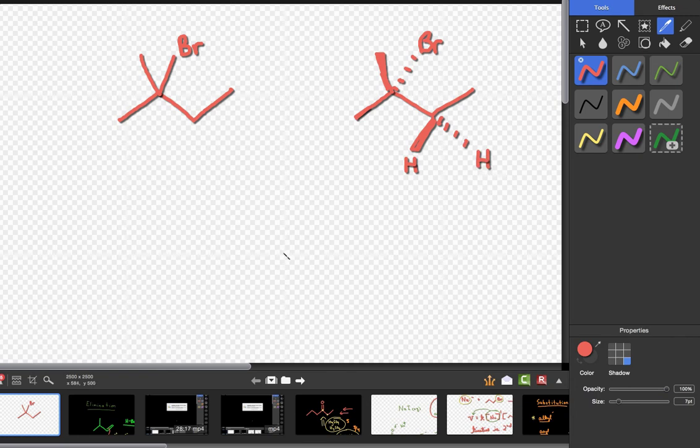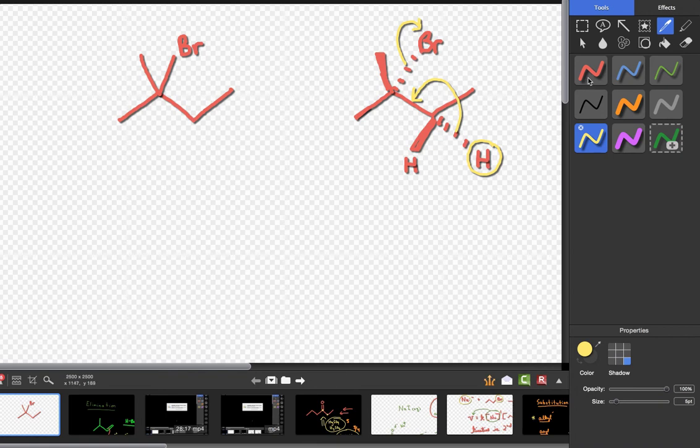In the E2 mechanism, we are going to remove a hydrogen atom via a proton transfer. The electrons between the carbon-hydrogen bond will now be used to form a pi bond. And the leaving group, which of course will be our halide, will leave. And this is going to leave us with an alkene molecule.